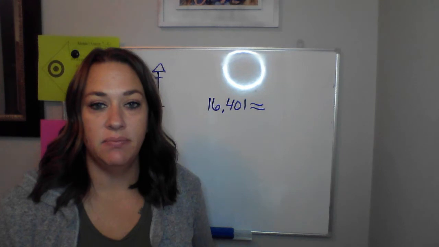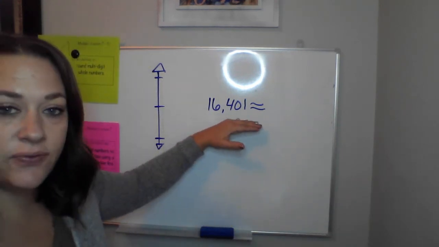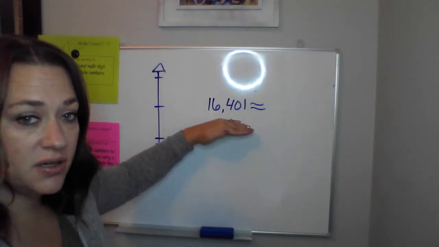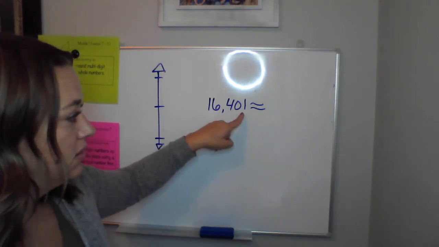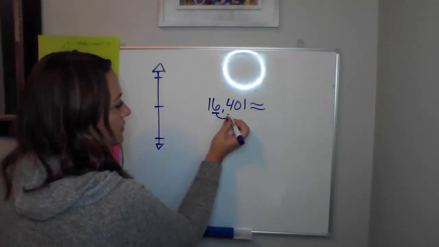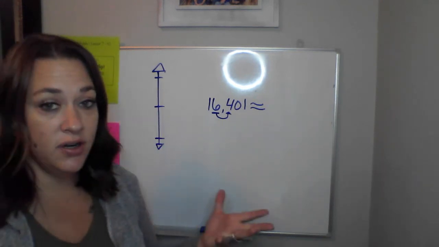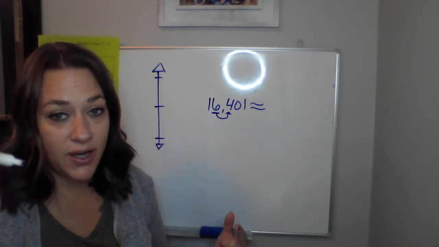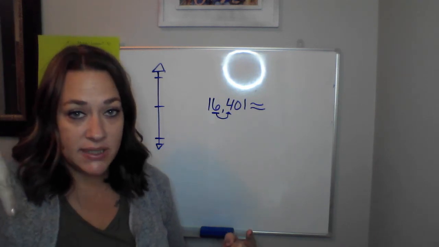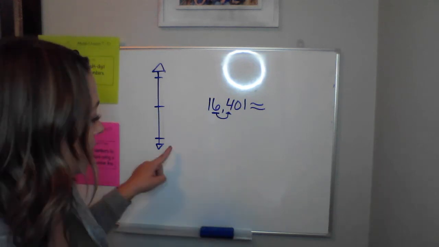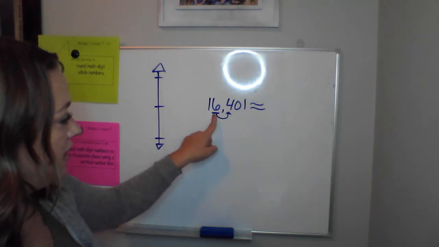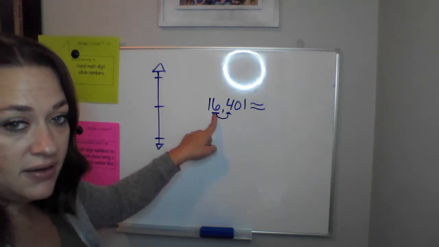Okay, here's our next one. So we have 16,401. Still rounding to the thousands place. Okay, so which digit is in our thousands place? 6 is in our thousands place. I'm going to look to the right of that. Okay, so it's 4. 4 is to the right. So if I'm starting to remember my rounding rules, that means I'm going to be rounding down to our lower end point. Okay, so our lower end point is going to be 16,000.